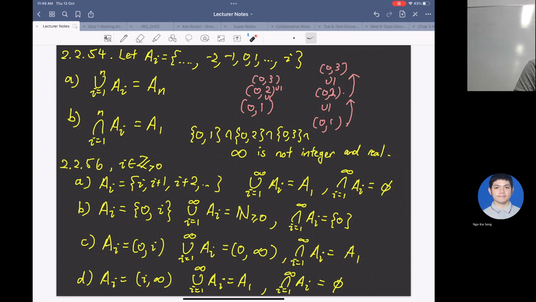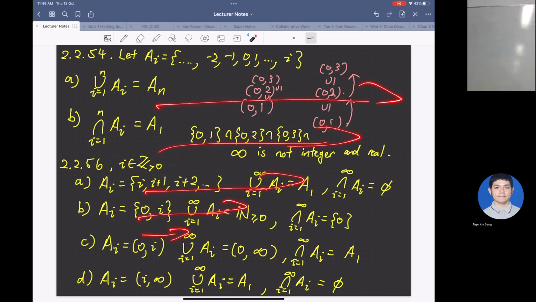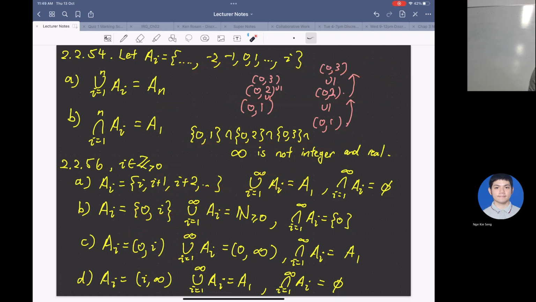Okay, and then this one, the open interval 0 up to i. If you take infinity, then you have the open interval from 0 to infinity. Note that this is not closed, this is open, so you can never attain infinity. And if you take the intersection, this A_i is growing bigger, bigger, bigger, and bigger, so the intersection is just taking the smallest one.